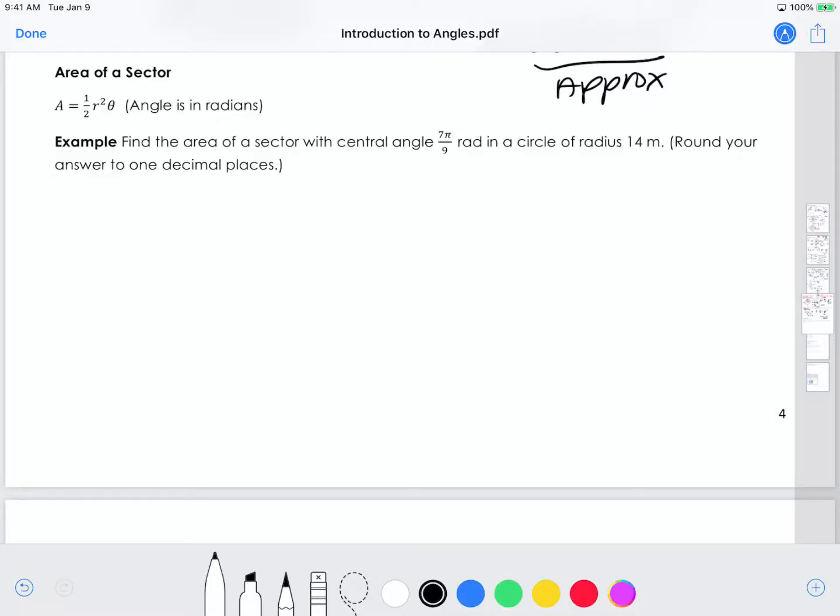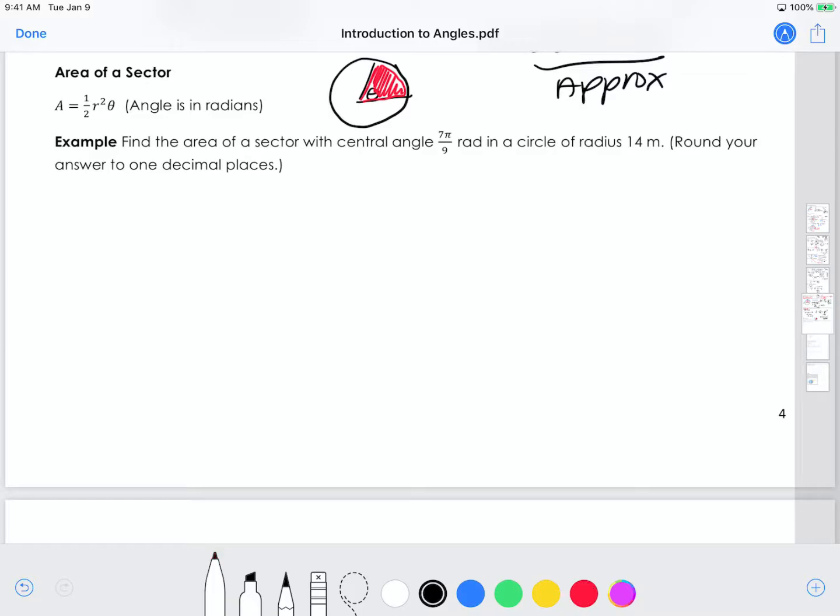Okay, now we're going to talk about the area of a sector. The area of a sector would look like this. If you look at a circle and you have an angle that opens up, then this area here that I'm coloring in red would be a sector. It's basically, if you look at it, like a slice of pie.